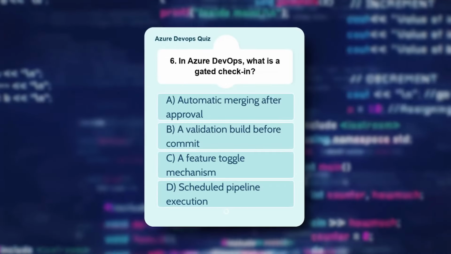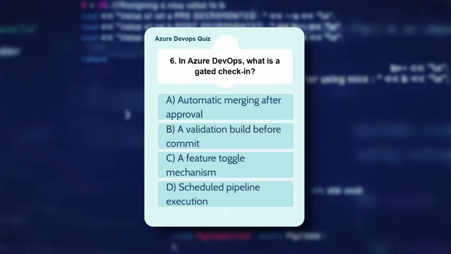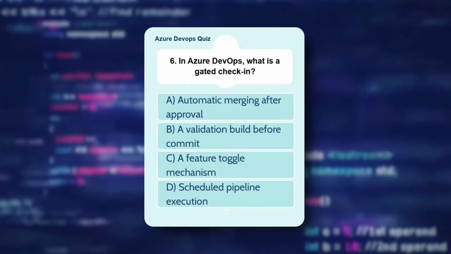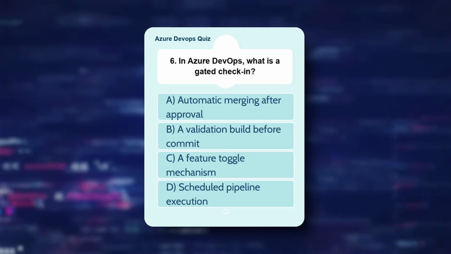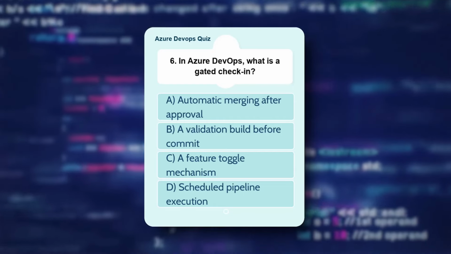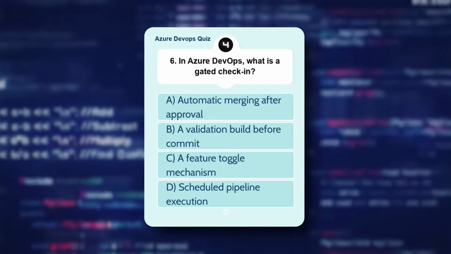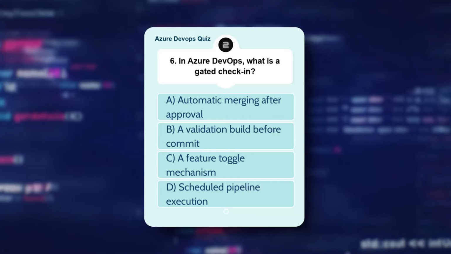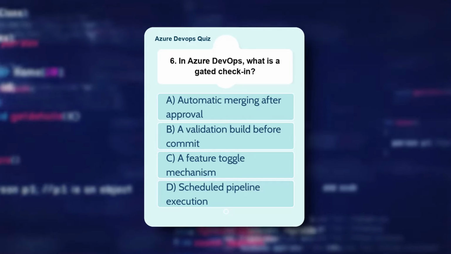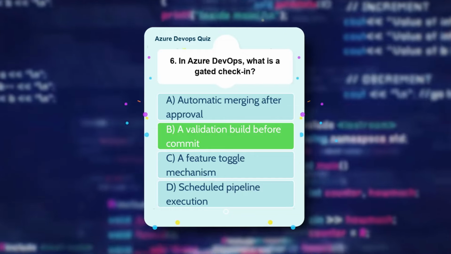6. In Azure DevOps, what is a gated check-in? A. Automatic merging after approval. B. A validation build before commit. C. A feature toggle mechanism. D. Scheduled pipeline execution. Answer. B. A validation build before commit.